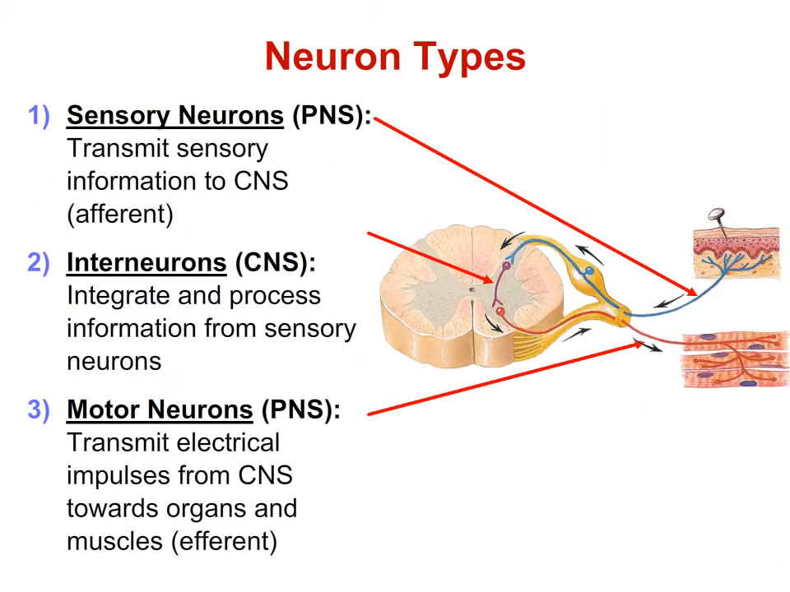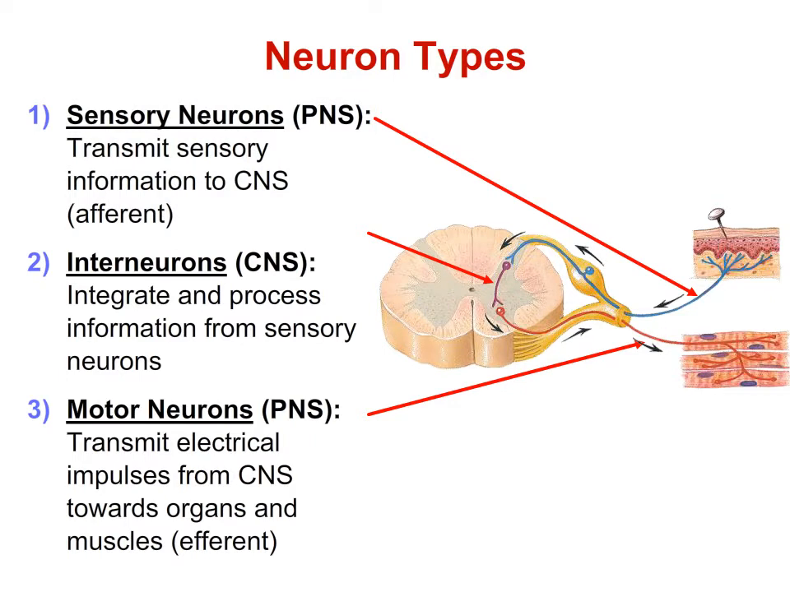So we can classify neurons in a few different ways. First of all, we can classify them based on their function. And based on their function, there's three different types of neurons: sensory neurons, interneurons, and motor neurons. So sensory neurons are neurons that carry information from the external environment, that is from the skin, from the nose, from the eyes, to the central nervous system, the brain and spinal cord. And so the sensory neuron here is shown in blue. It's bringing afferent information that is going towards the central nervous system.